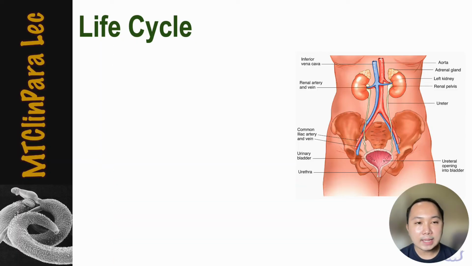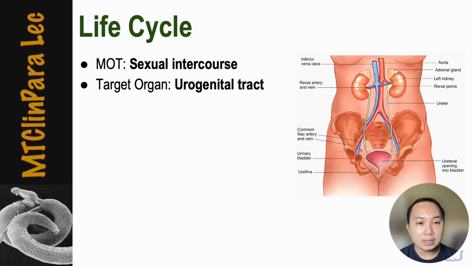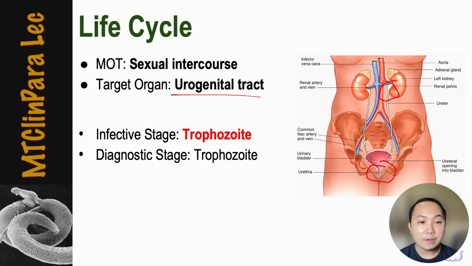So here is the life cycle of your Trichomonas vaginalis. So this parasite is usually found in the urogenital tract of the patient. For women, this is more commonly found in the vaginal area, but may also extend as far as the renal pelvis. For men, they are more isolated in your urethra, but less commonly may also be found in your epididymis and in your prostate. So the infective and diagnostic stage for our parasite is the trophozoite form.